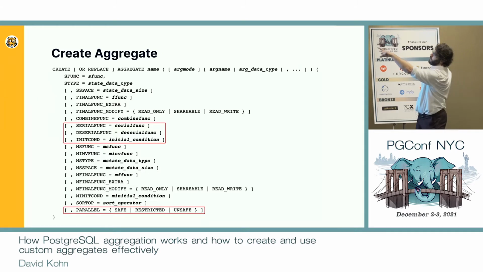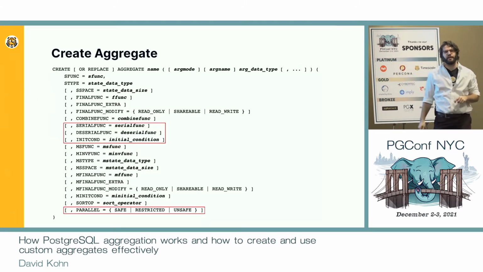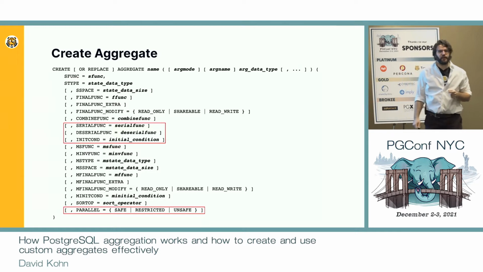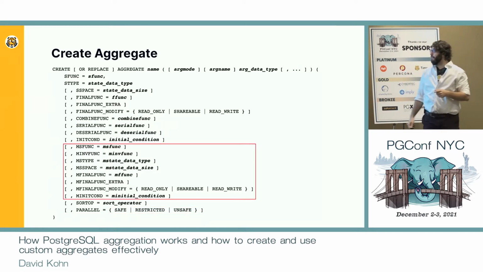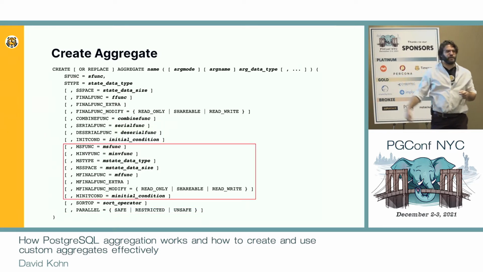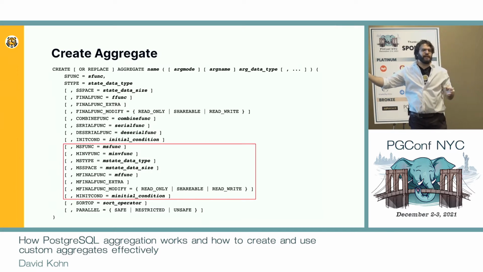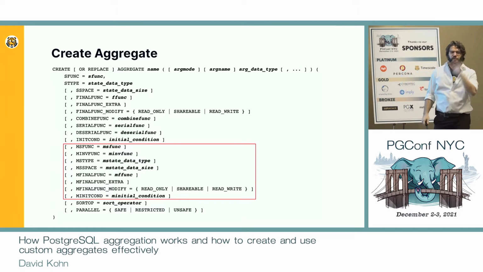I think if you provide a state data type, that's when it's going to use the default serial and deserial functions for that type. And then you can mark something parallel safe if you want it to be able to parallelize. And then these we won't talk about right now because they're all for window functions, but basically they're moving versions of all of the other things that we just talked about. So they allow window functions to work, and window functions are beyond the scope of this talk because it's long enough already.